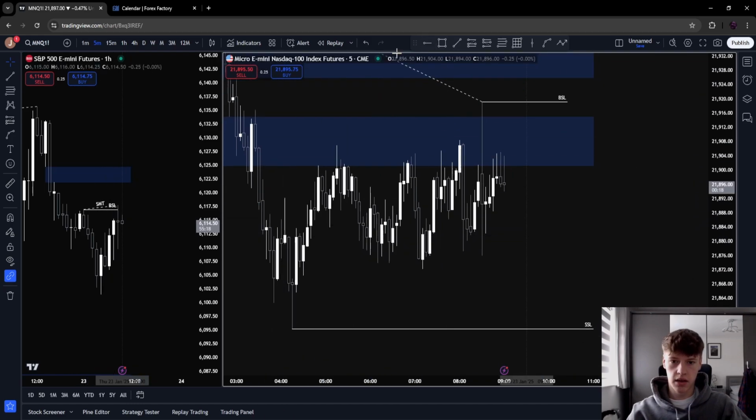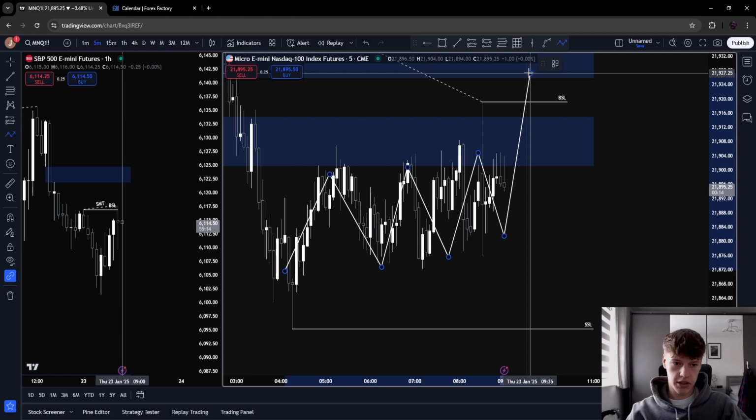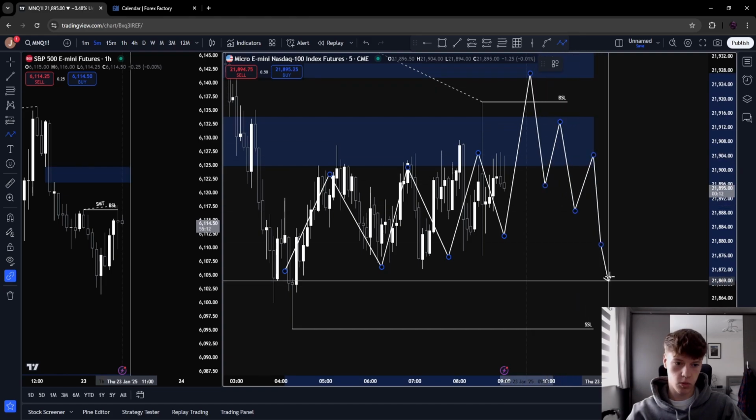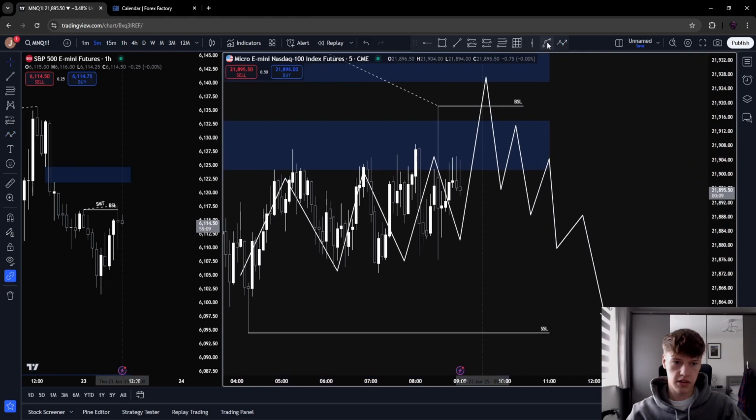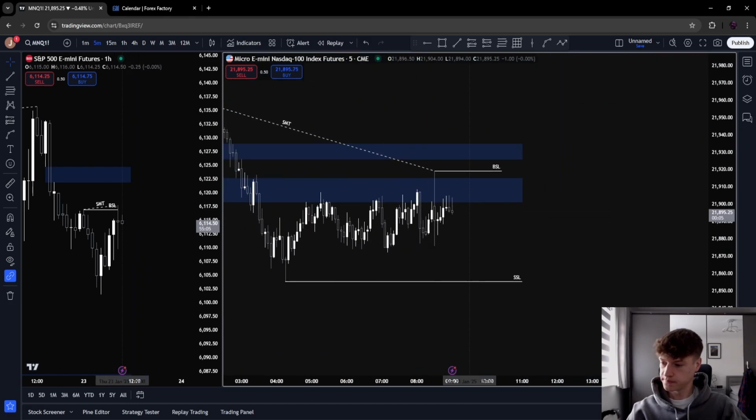I'd want to see this accumulation, clean manipulation, clean displacement, and get that pullback to trade that sell side of the curve. That is my bias going in. If I don't see that, I won't trade.